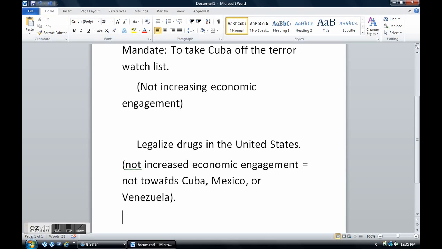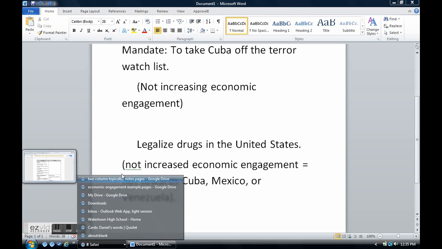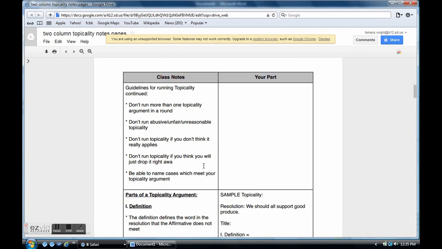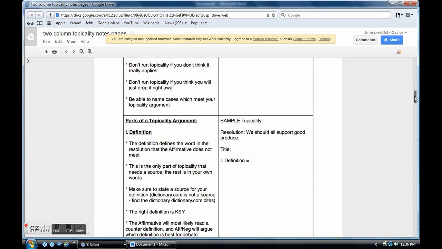And then if you go back to your economic engagement example, your 2-column topicality notes, some guidelines for running topicality. First, don't run more than one topicality in a round. Second, don't run an abusive or unfair topicality. We want to be a team that runs topicality only when it needs to be run. Thirdly, don't run topicality if you don't think it really applies or if you think you're just going to drop it.